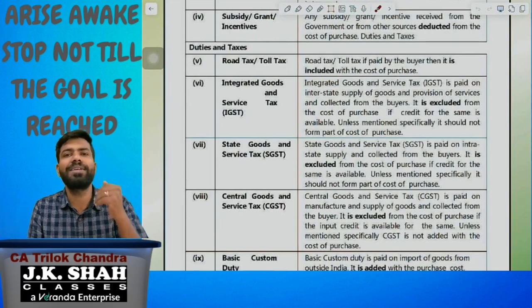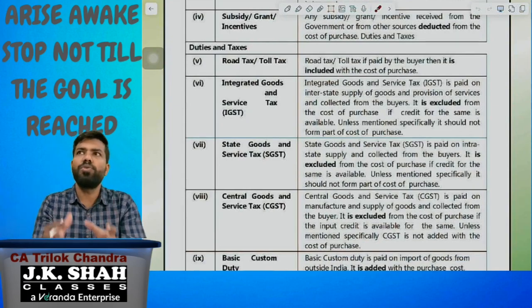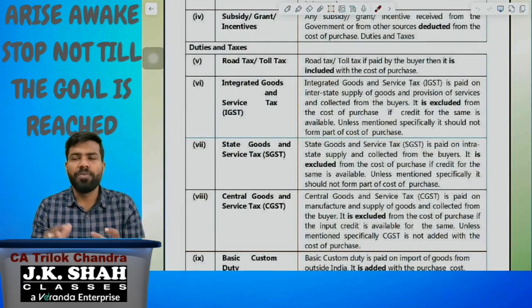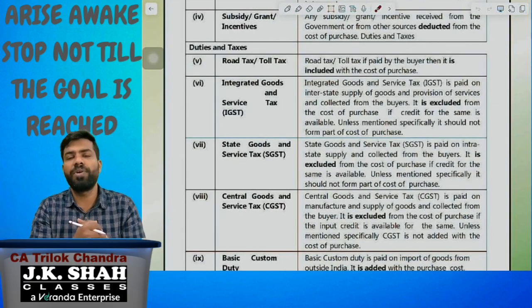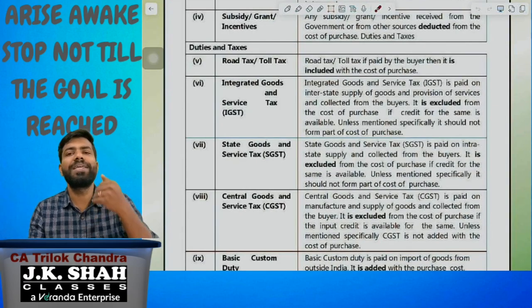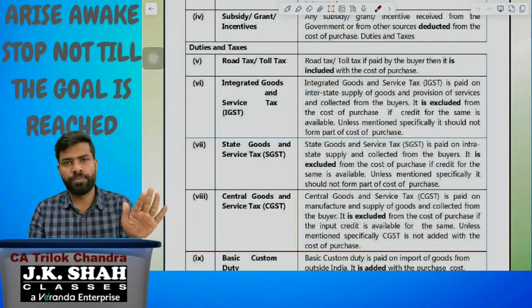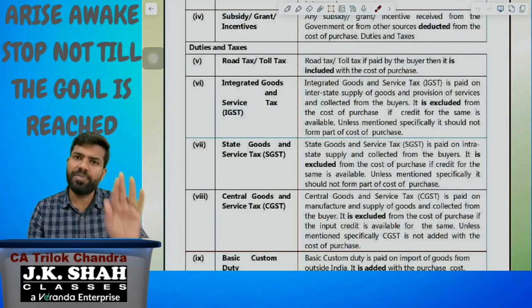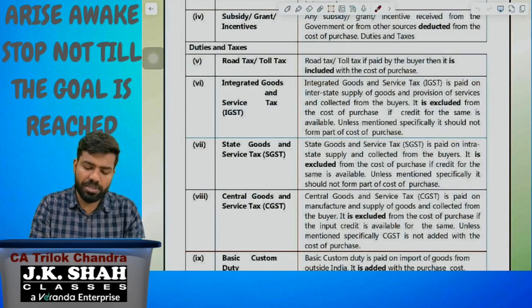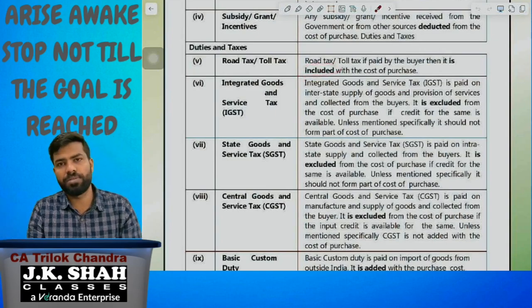Next, duties and taxes. First one, road tax or toll tax. When we are getting goods from the supplier's place to the factory through the roadways, we are going to pay toll charges. Are we going to get input credit of that? No. So that will form part of the cost. That will be added to the material cost.